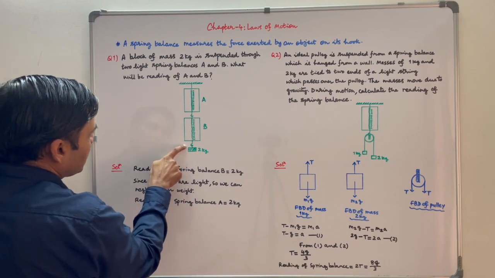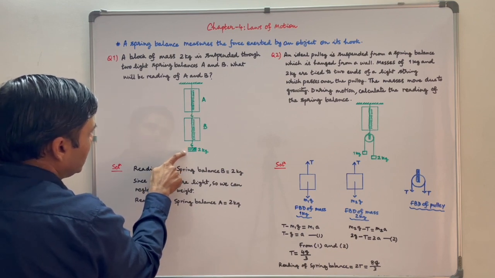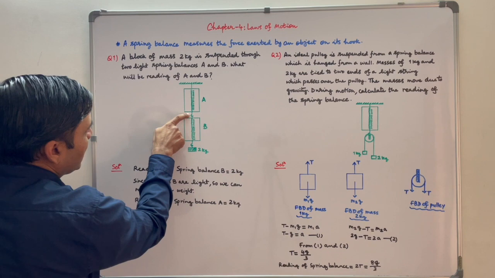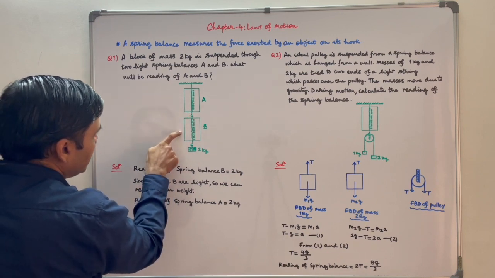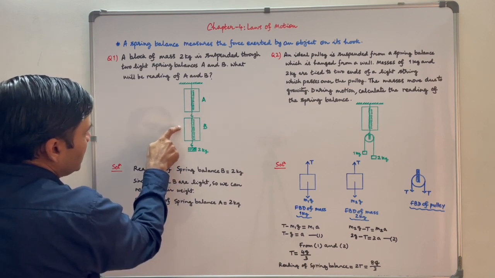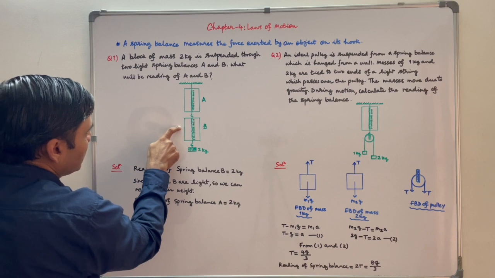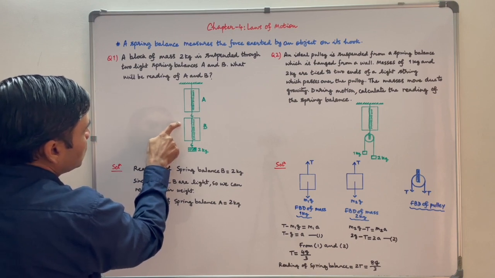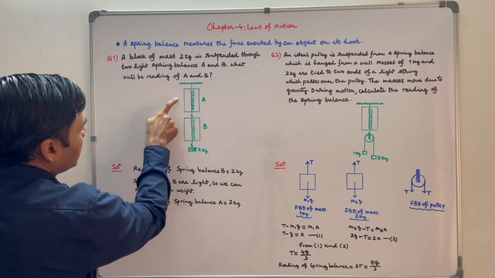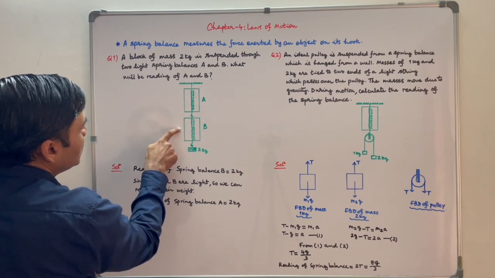Look at the hook of spring balance B. How much is the force exerted by 2 kg mass? It will be 2g. So reading of this spring balance will be 2g. Now look at the hook of spring balance A. How much is the force exerted by spring balance B and 2 kg mass? Since mass of spring balance B is negligible, so force exerted by it will be negligible. So reading of this spring balance will be 2g. So reading of both the spring balances will be 2g.